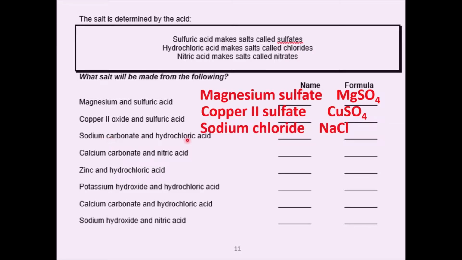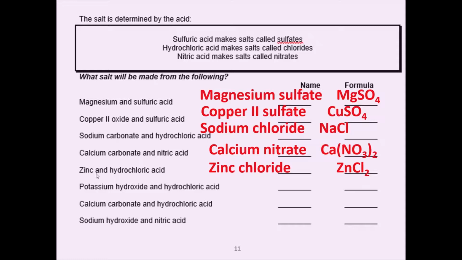Sodium carbonate and hydrochloric acid, sodium chloride, Na+1, Cl-1, NaCl. Calcium carbonate and nitric acid, calcium nitrate. Now this time Ca+2, NO3-1. Now we need 2 nitrates, so you remember that we have to bracket that. So Ca brackets NO3, 2.